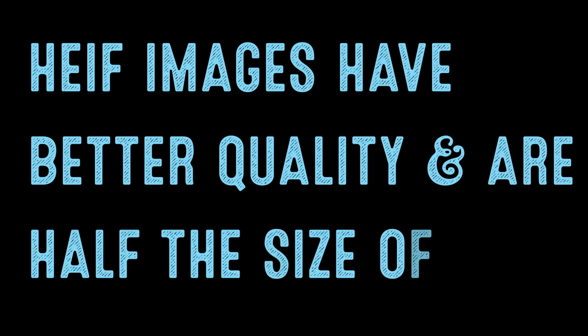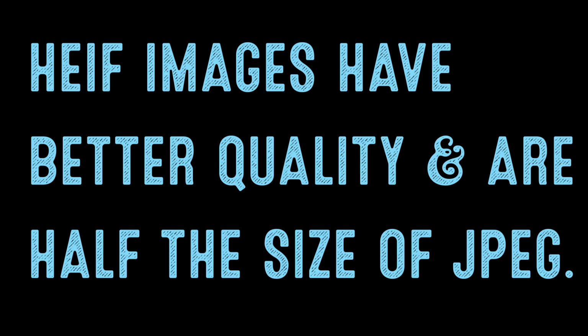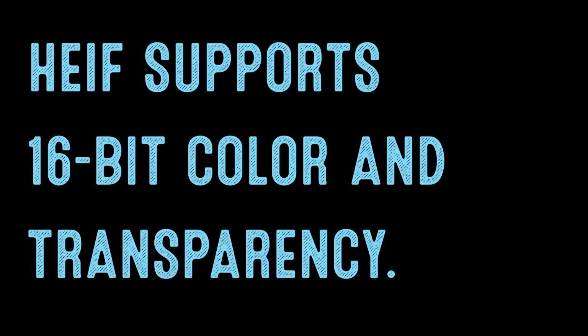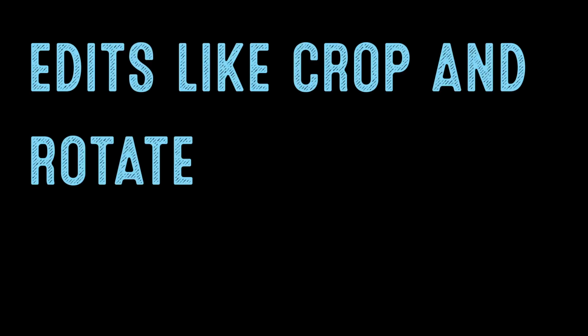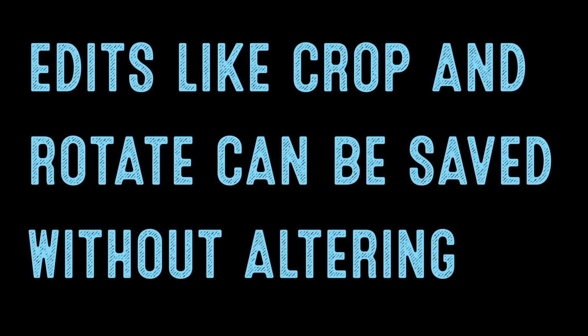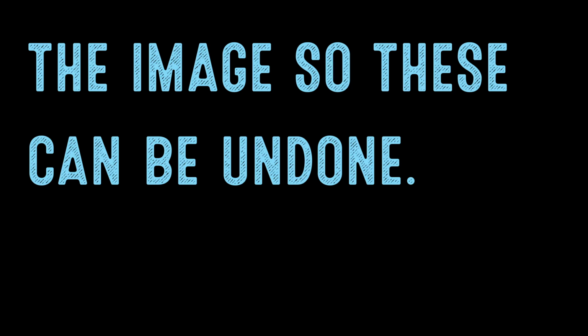HEIF images have better quality and are half the size of JPEG. HEIF supports 16-bit color and transparency. Edits like crop and rotate can be saved without altering the image, so these can be undone.